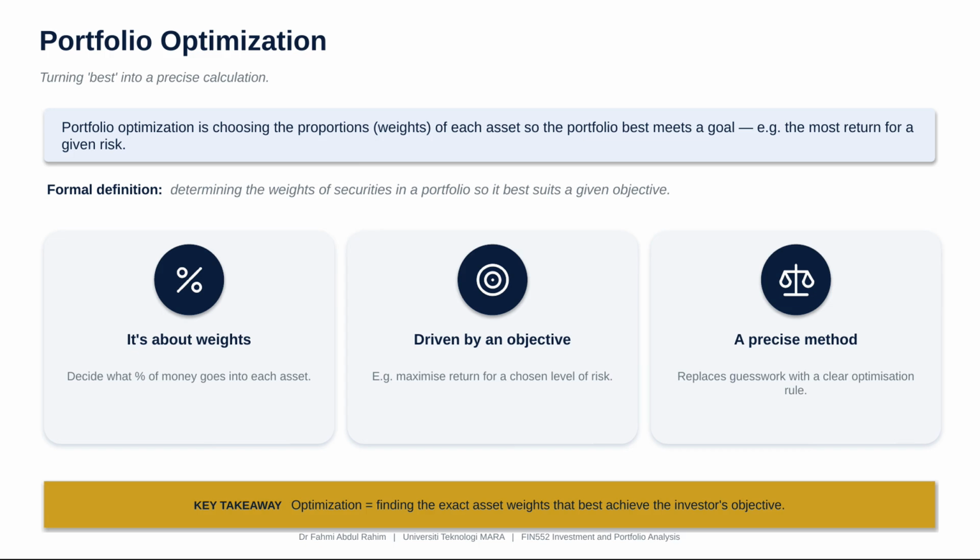The takeaway, optimization means finding the exact asset weights that best achieve the investor's objective. Both methods we will learn, Markowitz and Sharpe, are ways of doing exactly this. But why is any of this necessary? Because of the fundamental trade-off, which we look at next.